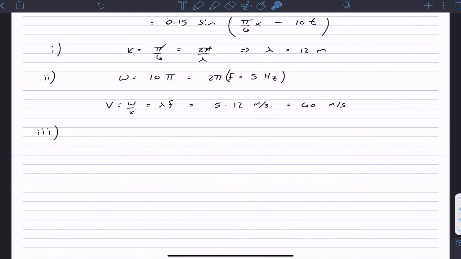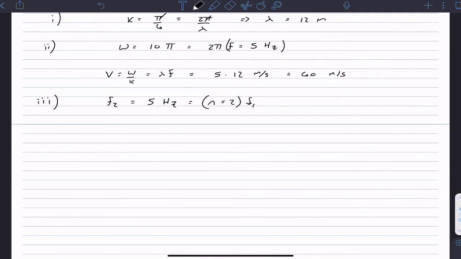So then f2, if we're in the second harmonic and we have this frequency of 5 hertz, that means that we are at n times f1, n equals 2, right? So that logically implies that 5 over 2 hertz is equal to 2.5, and that is equal to the fundamental frequency, or the first harmonic, 2.5 hertz. So that's your answer.